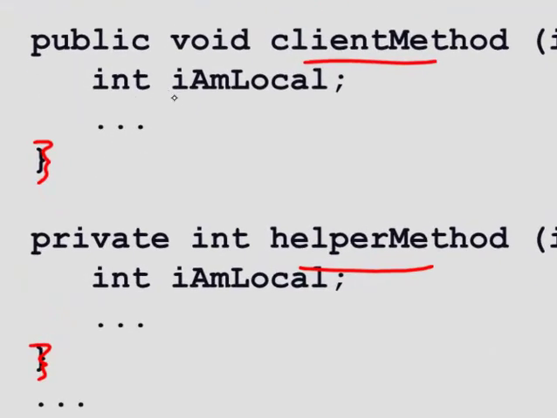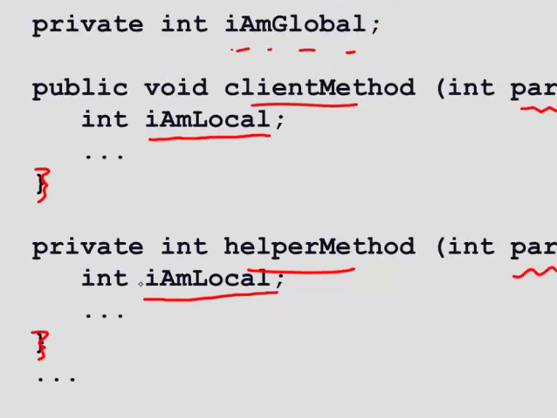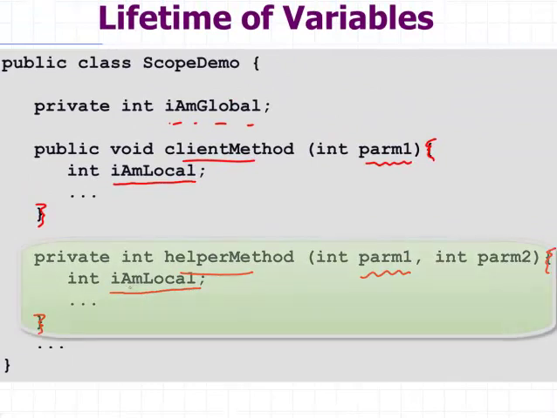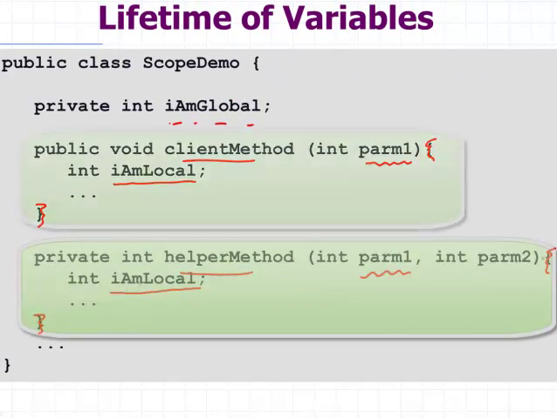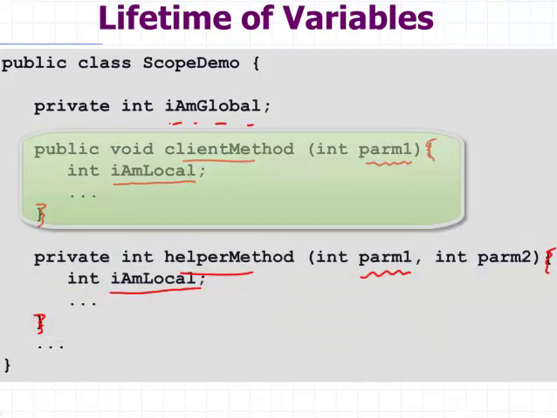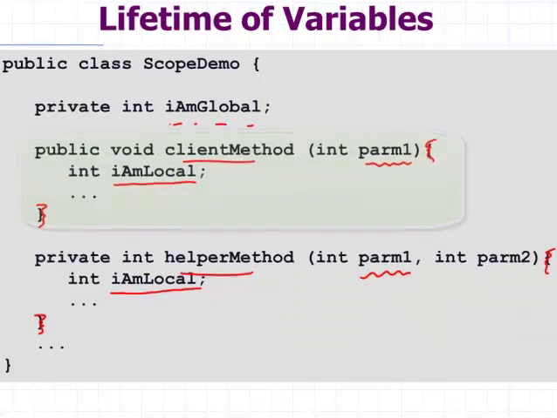In addition, I am local up here in this one is named identical to I am local down here in this one. But once again, that's okay too, because the only place that I am local is visible in this method is between its open and closed curly braces. Similarly, this I am local has no idea that this one even exists.